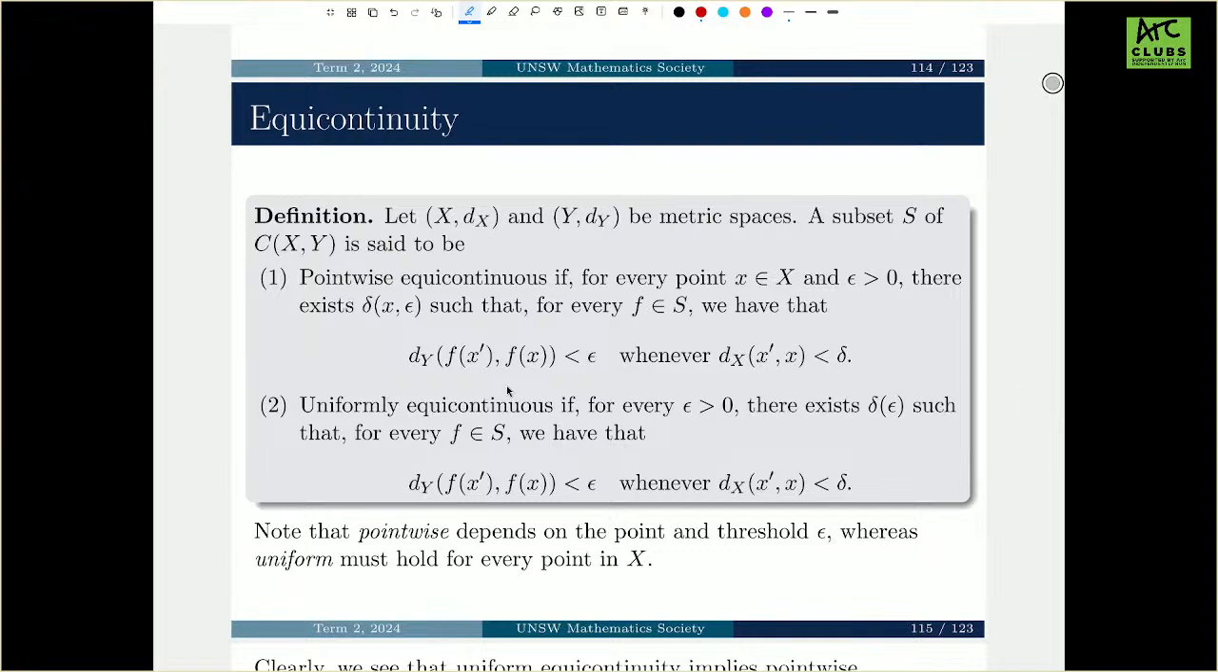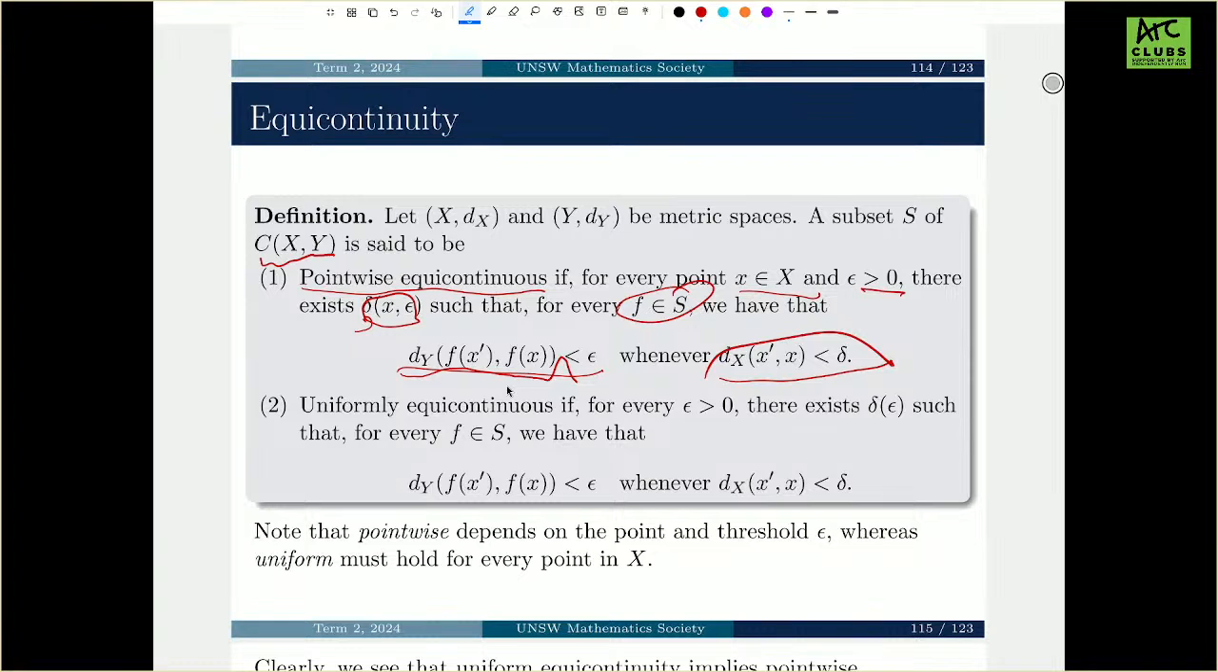Okay, suppose that X and Y are two metric spaces. We now turn our eyes to sets of functions between these two spaces. So a subset S of continuous functions from X to Y is said to be pointwise equicontinuous if, for every point x and epsilon greater than 0, there exists some delta that depends on both of them, such that for all the functions in this subset, the distance between x prime and x being less than delta will imply this.